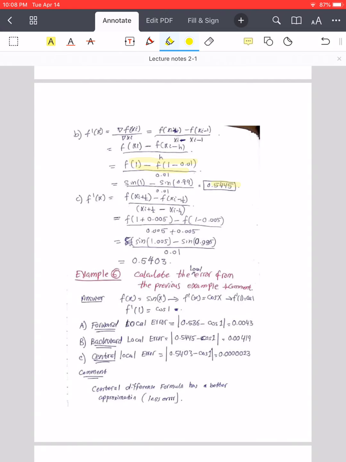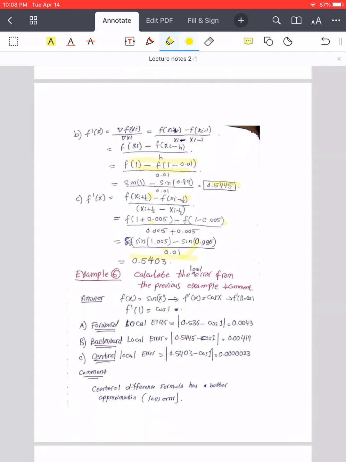What about the central difference formula? Here is a plus a half and here minus a half. So half means h, it means 1 plus 0.005 minus 1 minus 0.005. And remember this always is this minus this, which means always h here. And if you calculate this one, it is like this. Using the central difference formula, we obtain this result here.